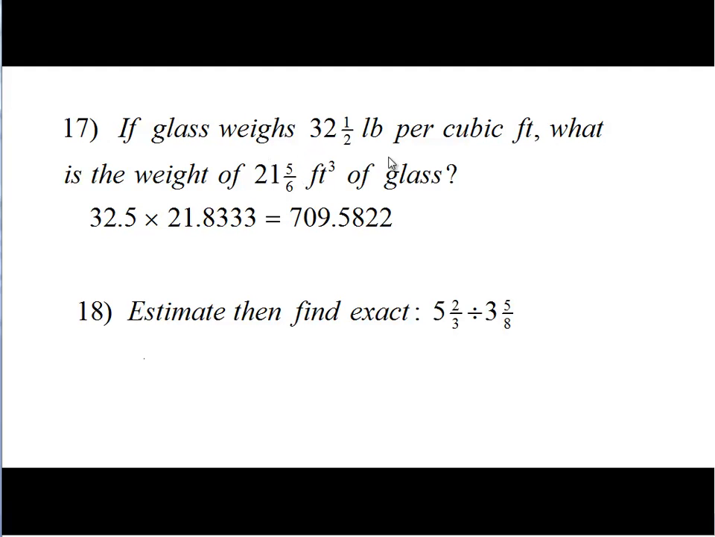709.85822. Okay, our common denominator, 6 times 2 is 12, so we have 709. We take our 0.5822 times 12, and that makes 7/12.